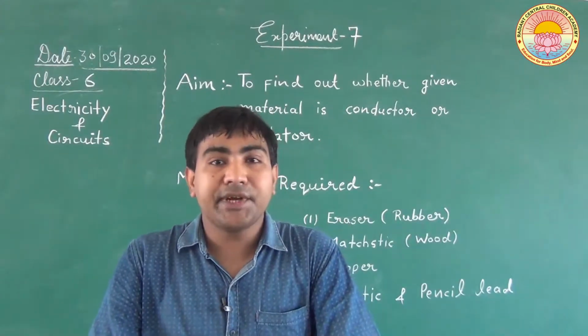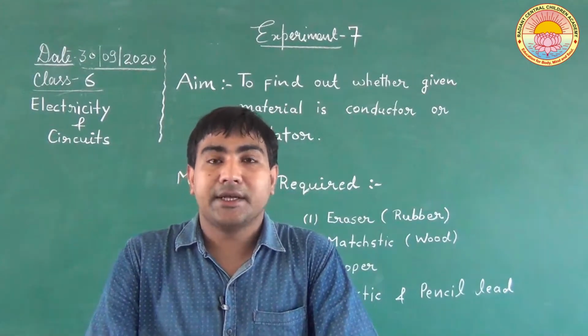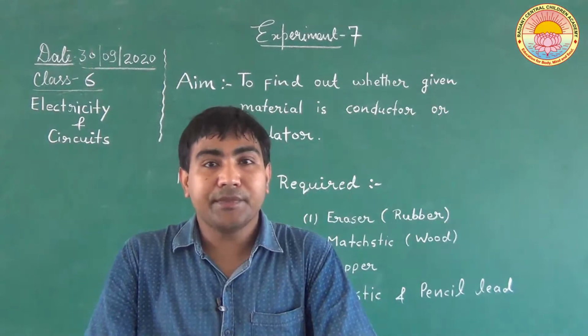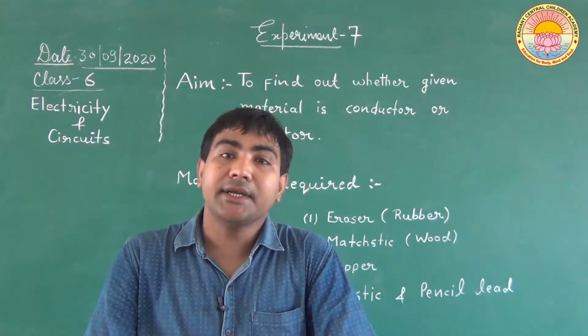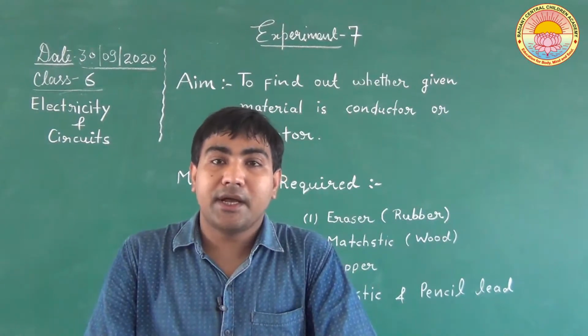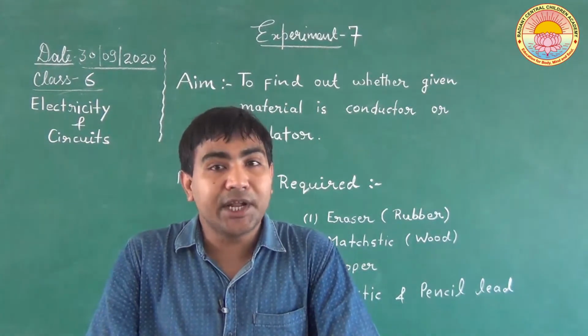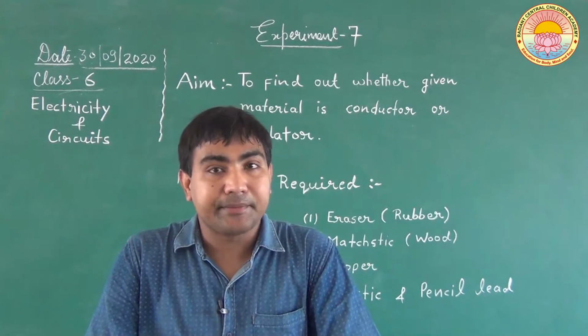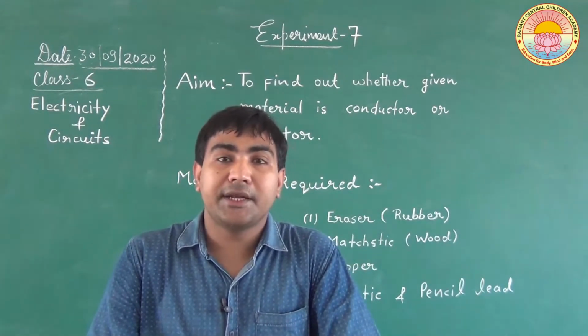Students, in this activity we have seen that graphite and copper is conductor of electricity and plastic, rubber and wood is insulator of electricity. I hope that you have understood.